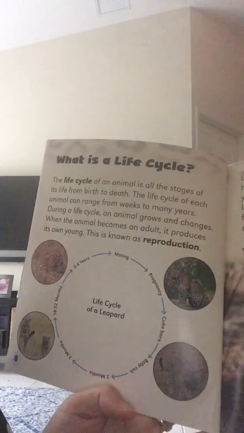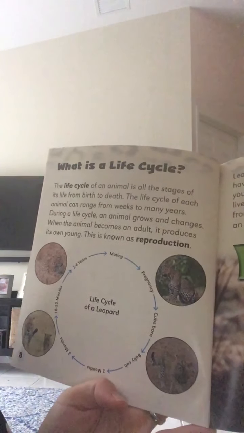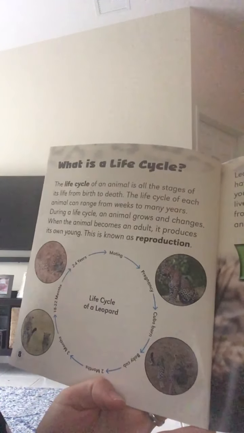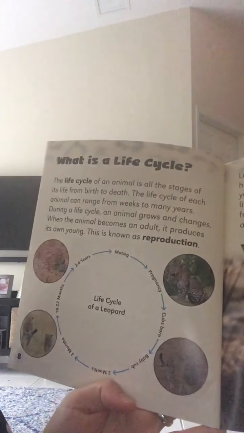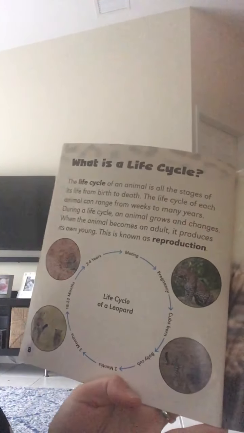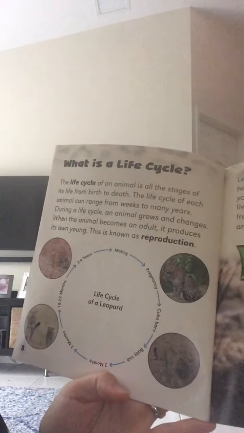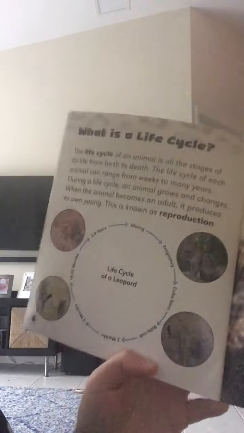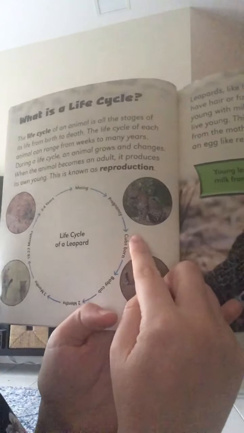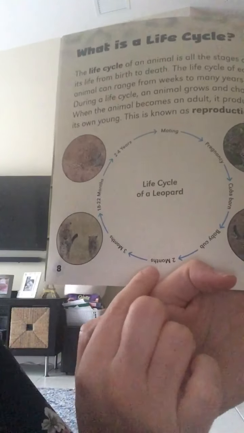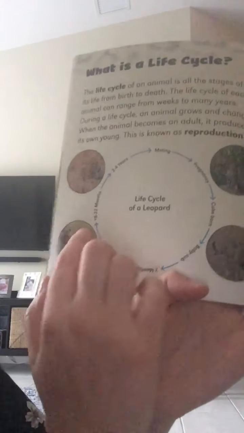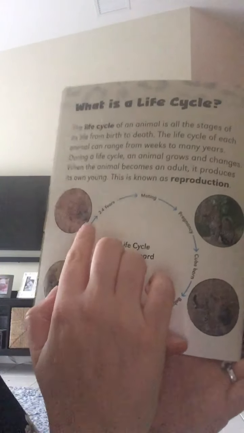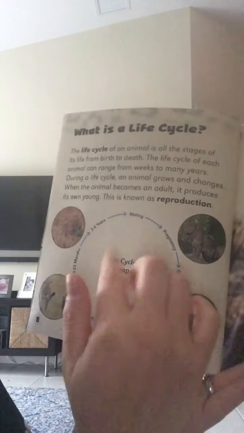During a life cycle, an animal grows and changes. When the animal becomes an adult, it produces its own young. This is known as reproduction. And the picture shows us a whole life cycle starting with mating and then pregnancy and then cubs born, baby cub, 2 months old, 3 months old, 18 to 22 months, and then 2 to 4 years.